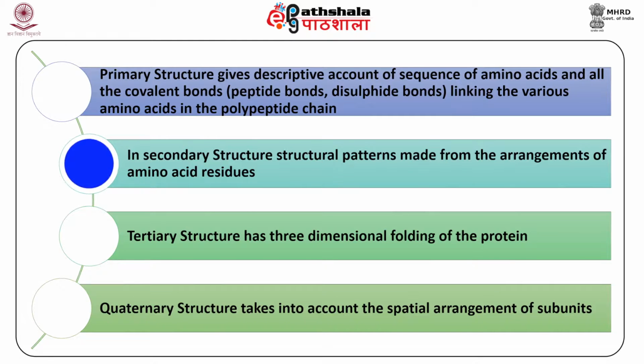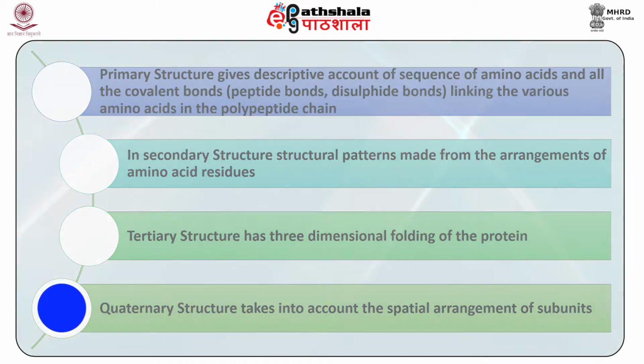Secondary structure is yet another level. It is basically the structural patterns made from the arrangement of amino acid residues. The next level, the tertiary structure, is the 3-dimensional folding of a protein. The next and last level is the quaternary structure, which takes into account the spatial arrangement of various subunits.